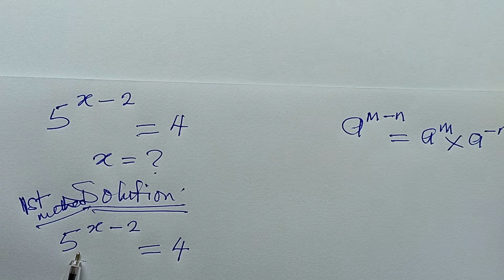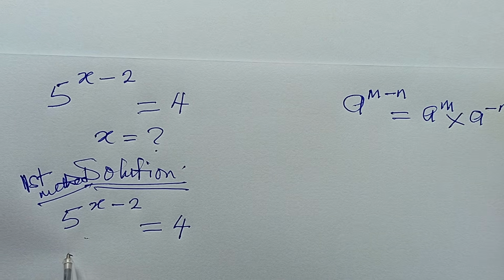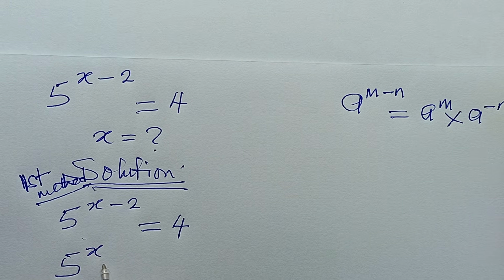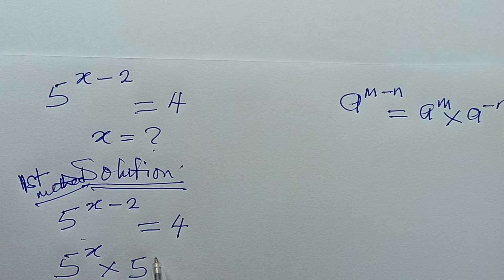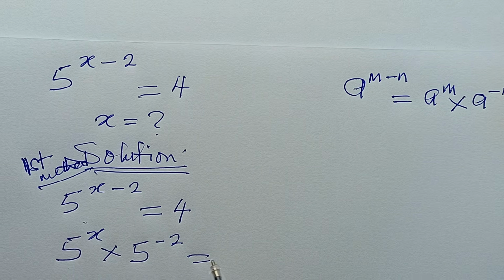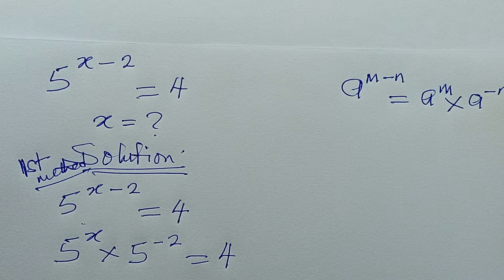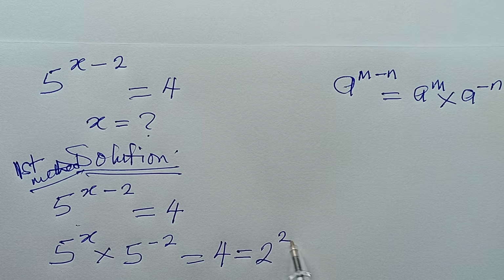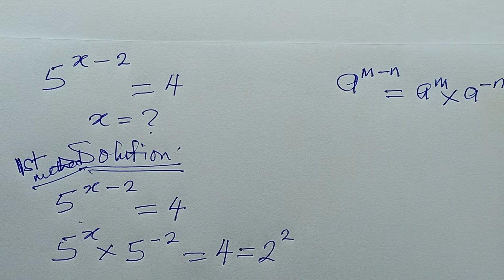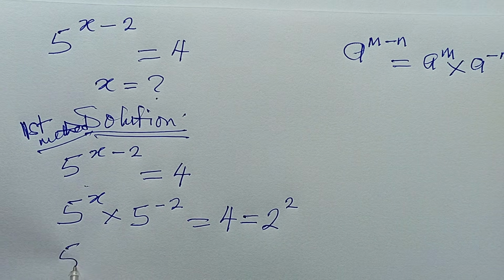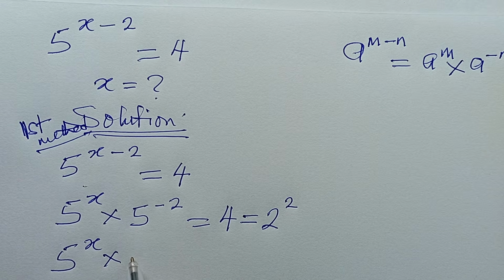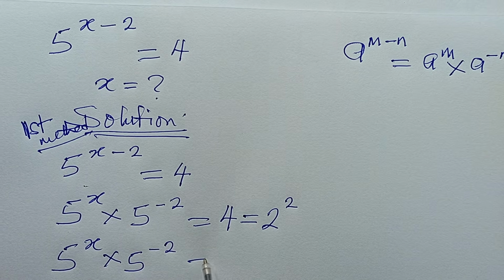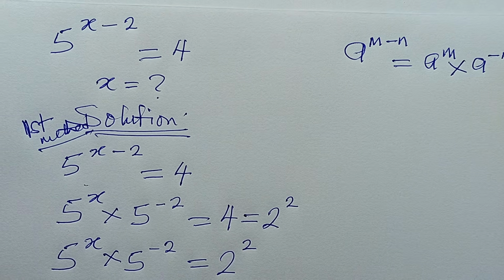And so I want to rewrite this. Rewriting this is going to give us 5 to the power of x times 5 to the power of minus 2, equal to 4. Good. Now, remember, 4 can also be broken down to 2 to the power of 2. And so it's needful that we reduce this to the smallest base. Now, we have our expression to be 5 to the power of x times 5 to the power of minus 2 equal to 2 to the power of 2.